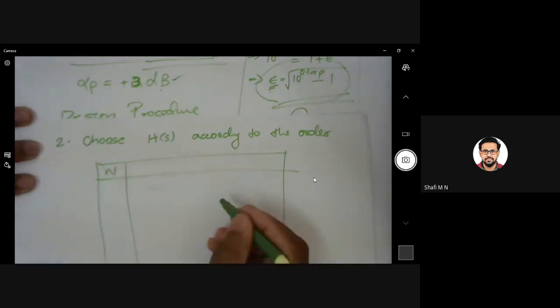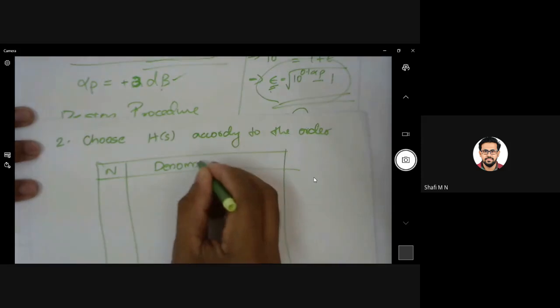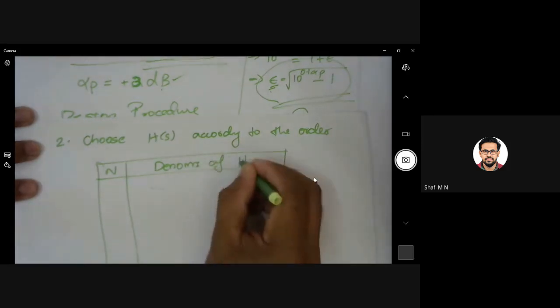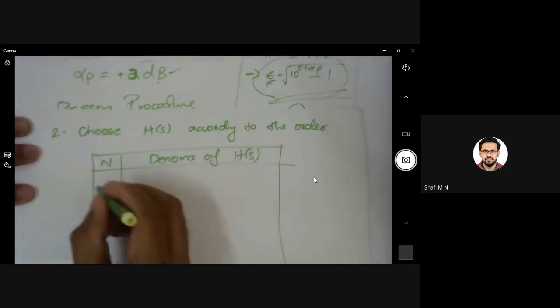Say this is the order, and here you will have the denominator of h of s. The numerator will be 1. We will see what the denominator will be.